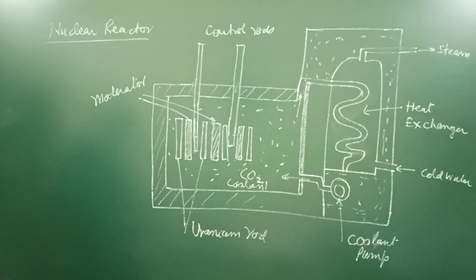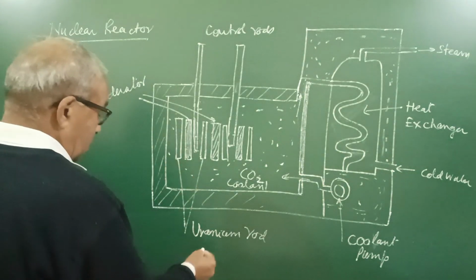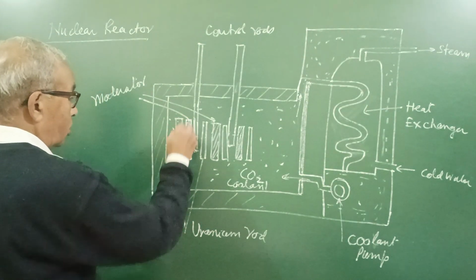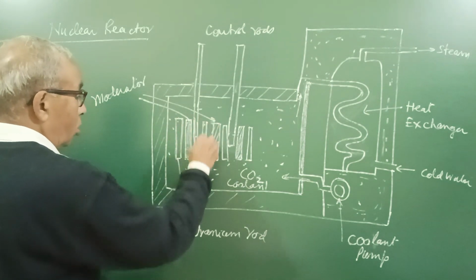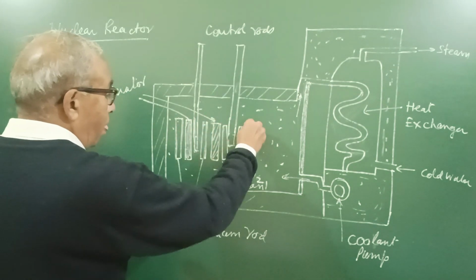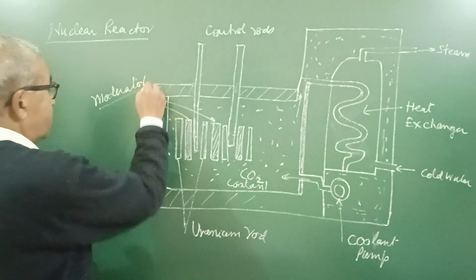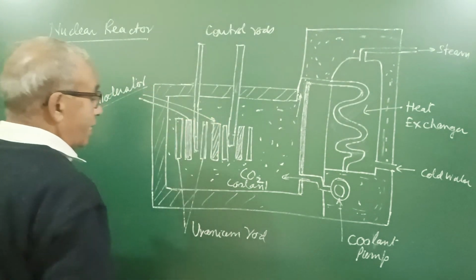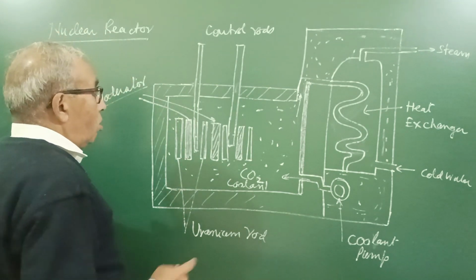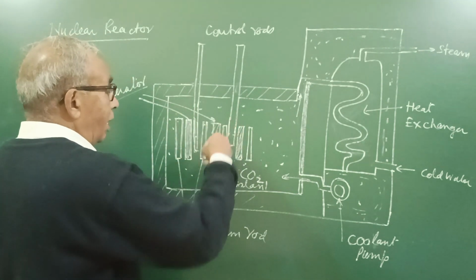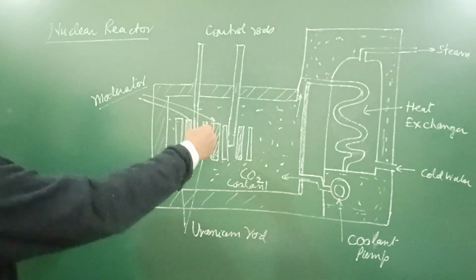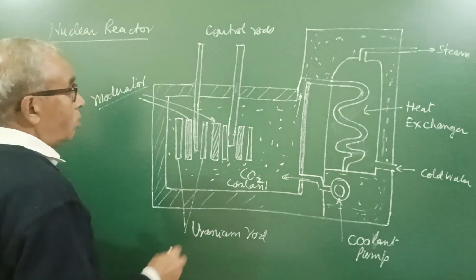I will discuss the parts of nuclear reactors here. Uranium rods. Uranium rod used as fuels, and these are moderator rod of moderator, or some other material like water may be used here as moderator.